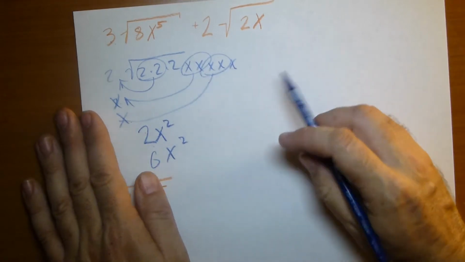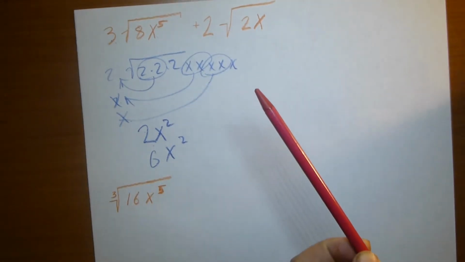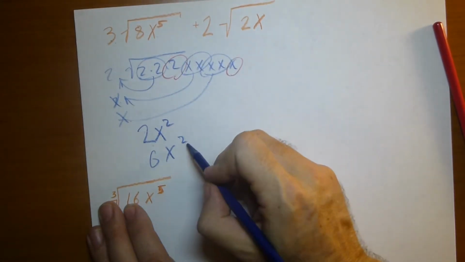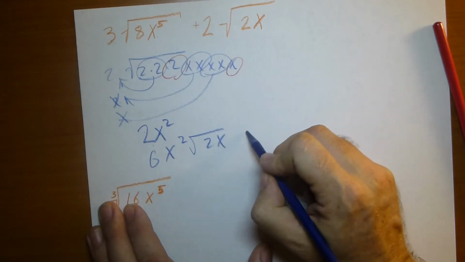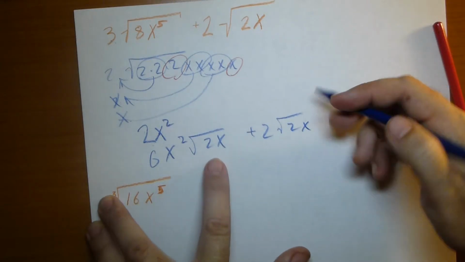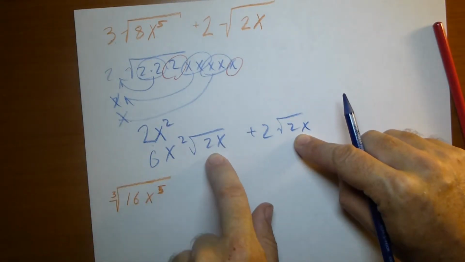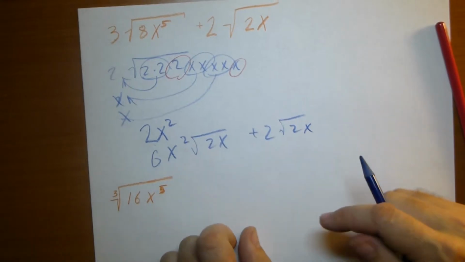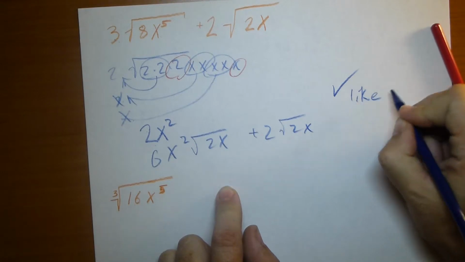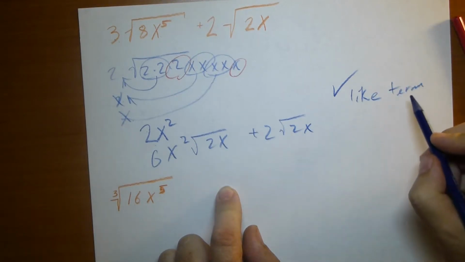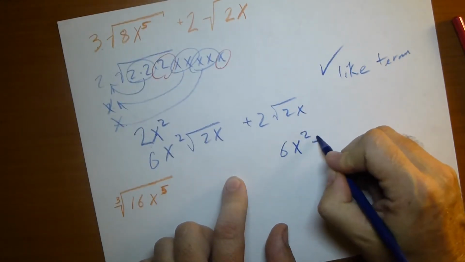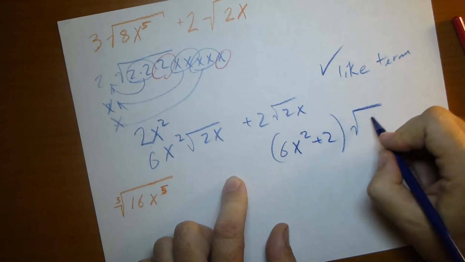What we have left in here, only 2 and x, so we have the square root of 2x plus 2 square root of 2x from right here. Now, do we have like radicals? The insides are the same, the kind of roots are the same. Yes, these are like radicals. Like terms. We can add them now. And we get 6x squared plus 2, square root of 2x.